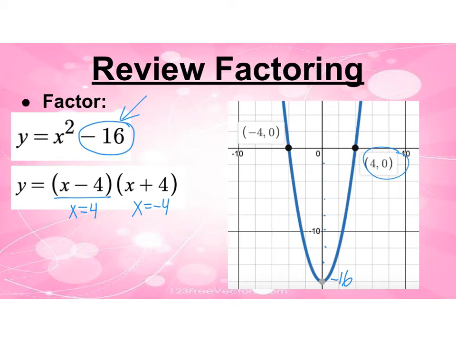This is also vertex form, because I could do X minus 0, which really doesn't change anything, minus 16, and I can use my transformations. It does not move left or right at all, but it does move down 16. And then because it's symmetrical, that's why I have a positive 4 and a negative 4.